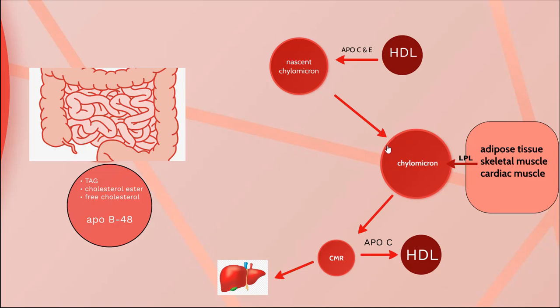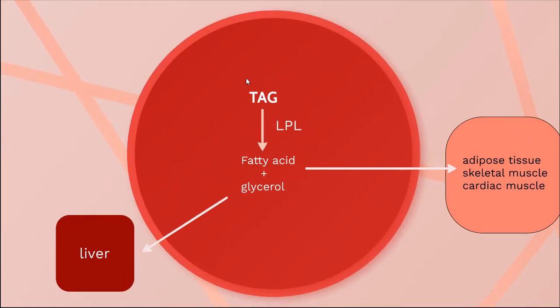As chylomicron passes in the circulation, the ApoC2 in the chylomicron activates the lipoprotein lipase enzyme, which is situated at the capillary wall of the peripheral tissues, especially adipose tissue, skeletal muscle, and cardiac muscle. This lipoprotein lipase enters into the chylomicron and it degrades the triacylglycerol into fatty acid and glycerol.